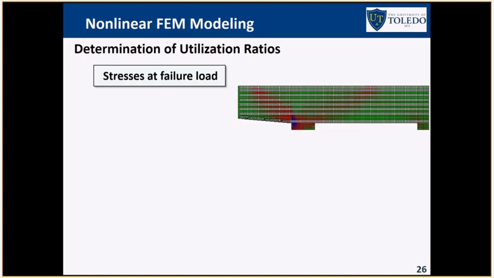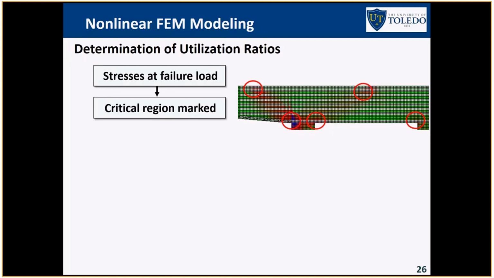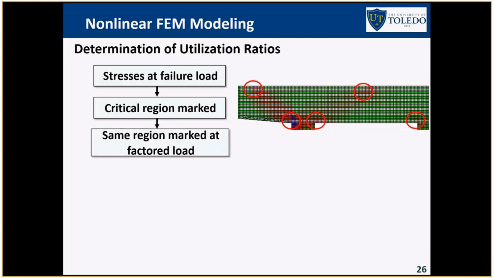You can see the red color, which represents the strut action. Then the critical regions were marked in the stress distribution plot. You can see the red circle that shows the critical regions in the concrete, and the same regions that were marked in the failure load were marked in the factored load. These were the zones from where a crack or any failure in the concrete can occur. So we mark this region first, and we mark the same region for the factored load.